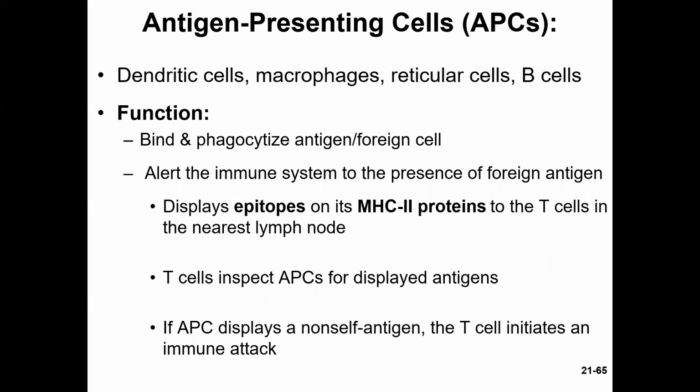Okay, we've mentioned antigen-presenting cells quite a few times, so we're going to talk about that. These include dendritic cells, macrophages, reticular cells, and B cells. They function in the binding and phagocytosis of antigen and foreign cells. They alert the immune system to the presence of a foreign antigen. And under this, they display epitopes on the MHC2 proteins to the T cells in the nearest lymph node. The T cells inspect APCs for displayed antigens. If an APC displays a non-self antigen, the T cell initiates an immune attack.